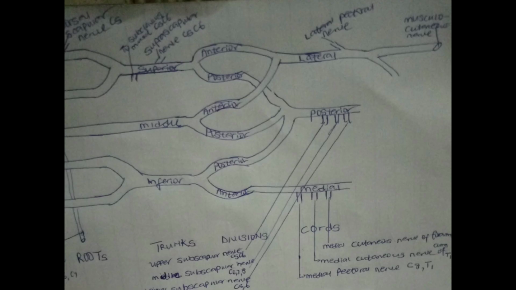We proceed to look at the terminal branches of the brachial plexus. The lateral cord of the brachial plexus gives out a terminal nerve here. This is the musculocutaneous nerve. The musculocutaneous nerve innervates the flexor muscles: coracobrachialis, biceps, and the brachialis muscle. It also gives out a contribution to form the lateral root of the median nerve.